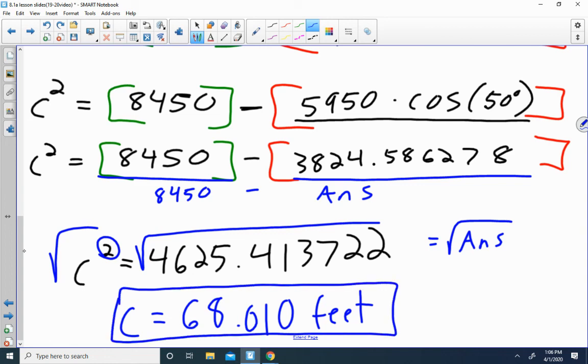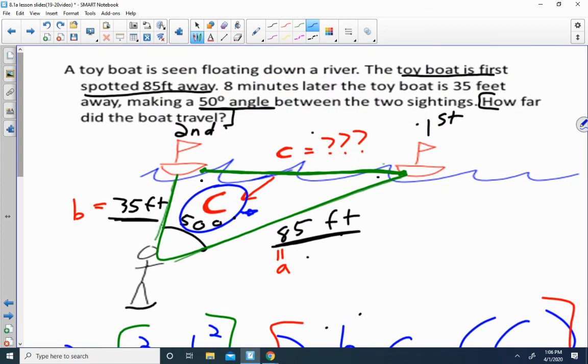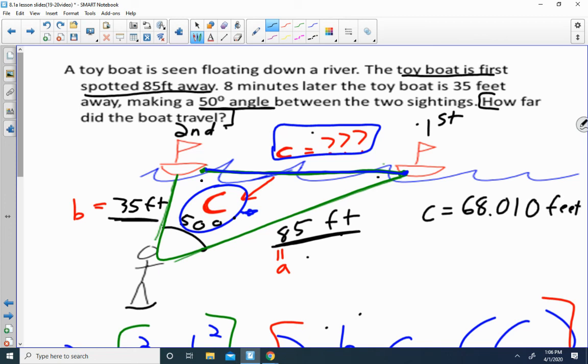And that's little c. And lucky for us, little c is what we've been trying to find in the first place. We were trying to find the distance from the first boat sighting to the second boat sighting. So there you go. That's your answer. Your answer is going to be 68.010 feet. And technically you don't have to write that 0 at the end. So if you want, you can just do 68.01 feet.